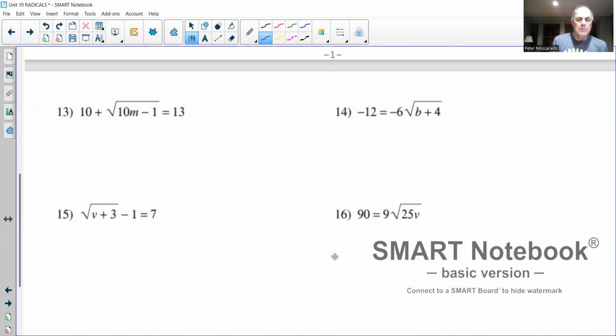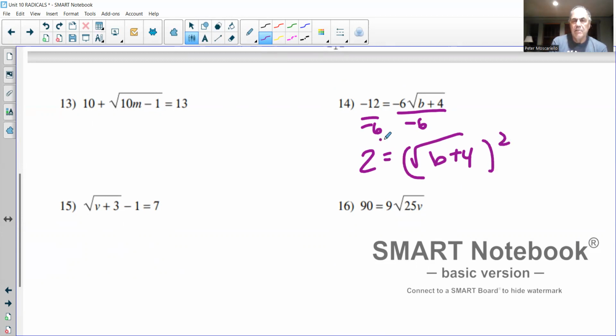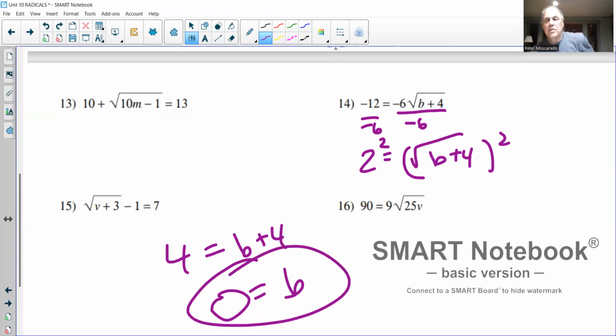Oh, that widget thing came up again. So we've got to get the square root by itself, which means we've got to get rid of this negative 6. Divide by negative 6. Negative divided by negative is positive. And now we get this. And what do you do, kids? Get the square root by itself. So you square each side. 4 equals b plus 4. Subtract 4 and b equals 0. Perfectly good answer.